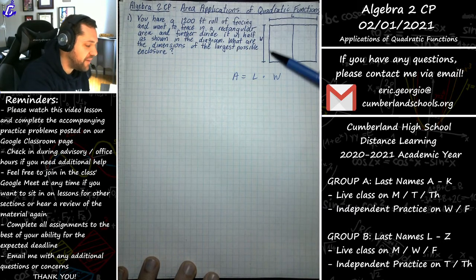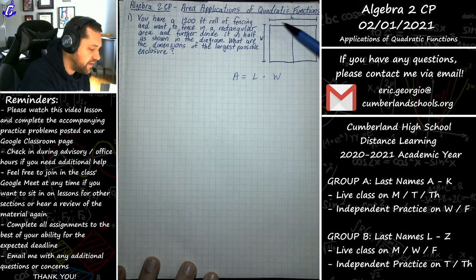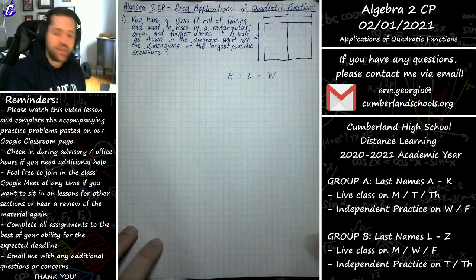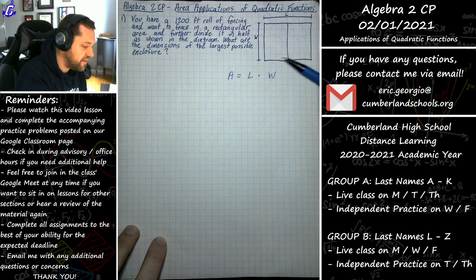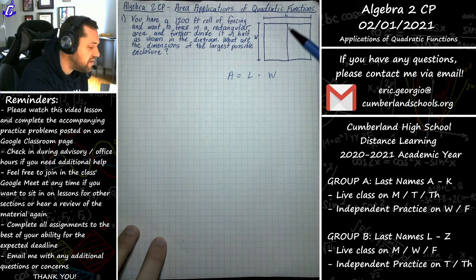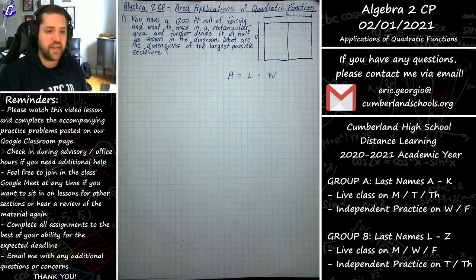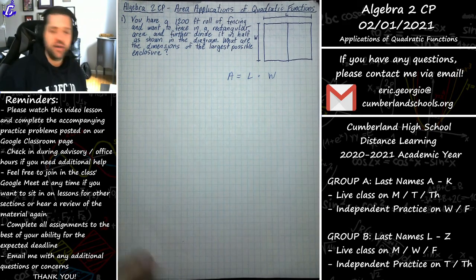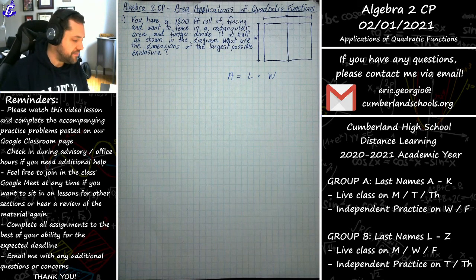Think of that. If I'm rolling out all 1,200 feet of this fencing, and of course I want to use all of it to maximize it, then I need to use it everywhere. The distance of the entire outside plus this middle section should represent that 1,200 feet. It's kind of like the perimeter. It's not exactly because it also includes this middle section here, but it's that same concept.